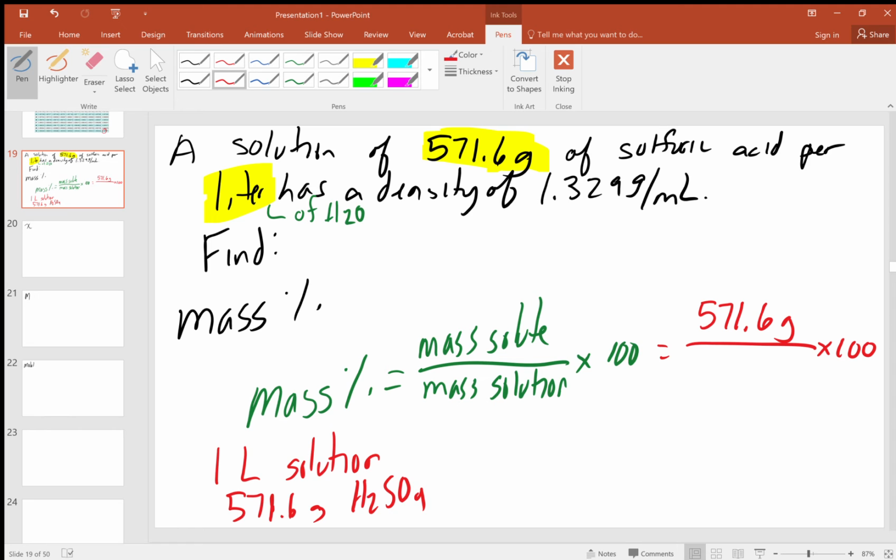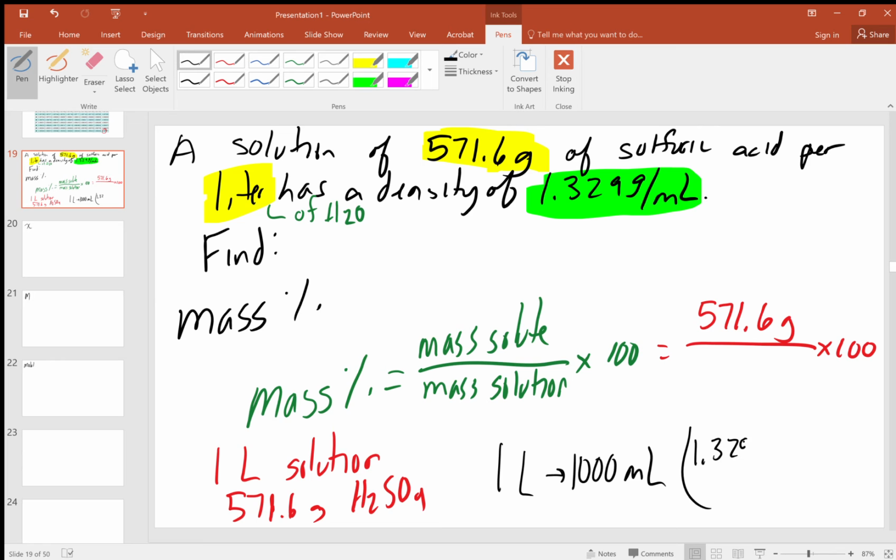What's the mass of the solution? Well, we know the density, and so 1 liter is 1,000 milliliters times 1.329 grams per milliliter equals 1,329 grams. And so we get a mass percentage here of 43.01%. All right, so we got that one figured out.